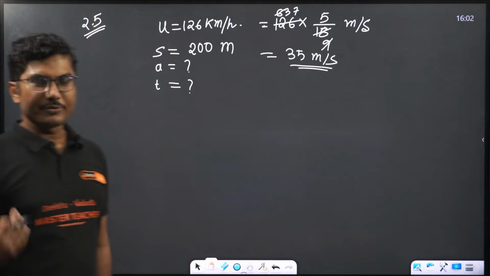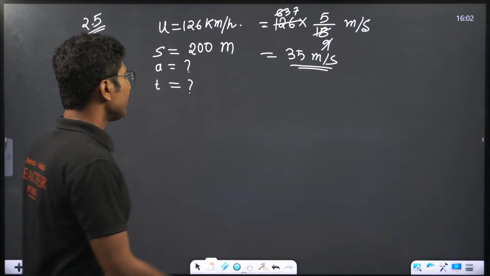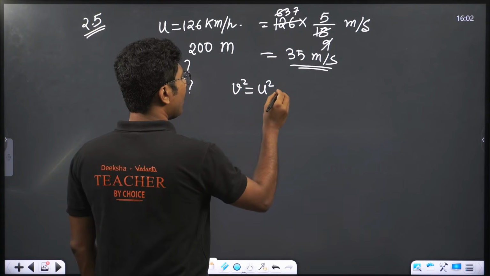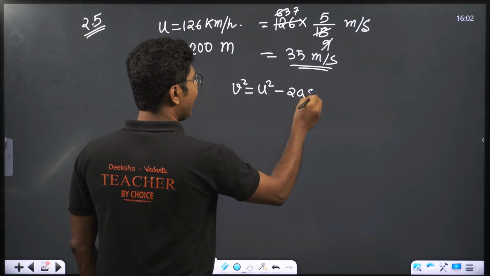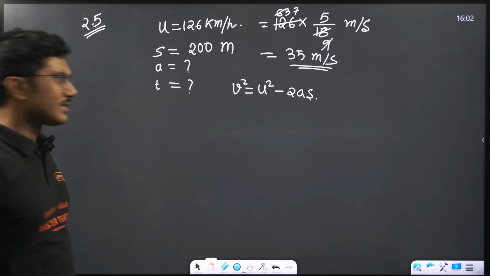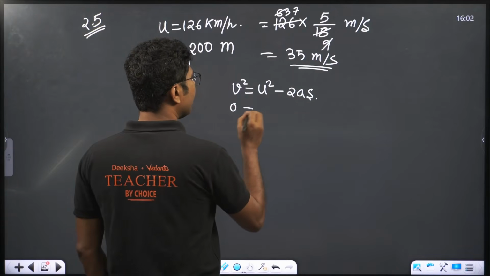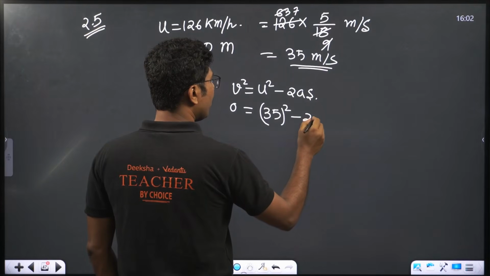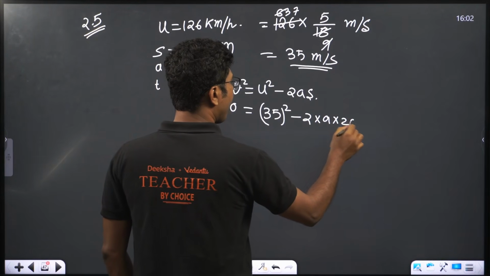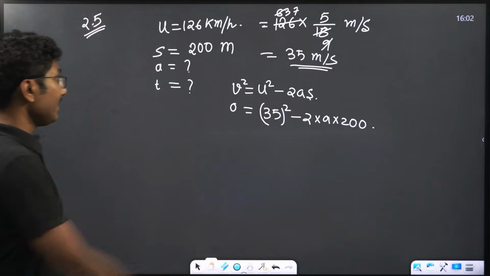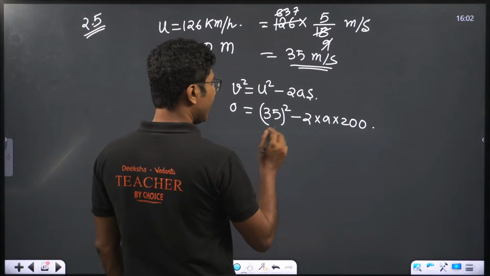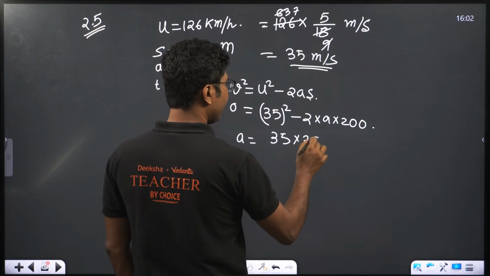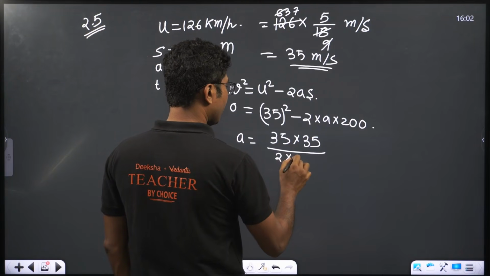When the car stops, its final speed is 0. So first of all, v square equals u square minus 2as, assuming that obviously it is retardation. So 0 equals 35 whole square minus 2 into a into 200, where s is given here as 200 meters. So now a equals 35 into 35 divided by 2 into 200.